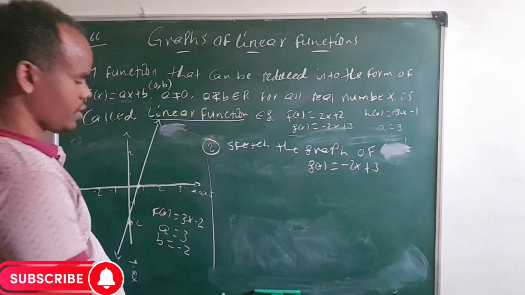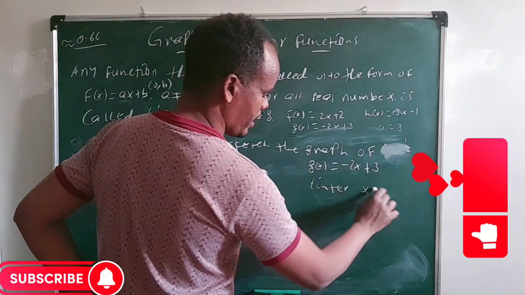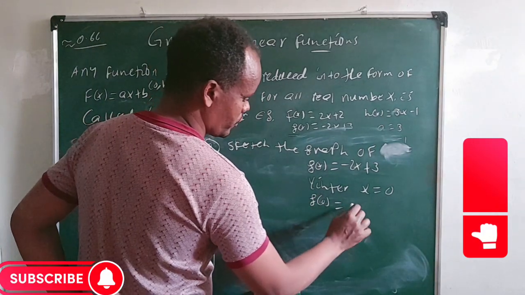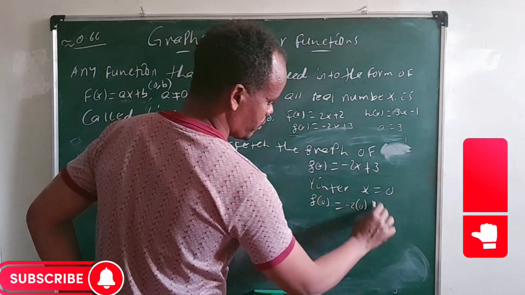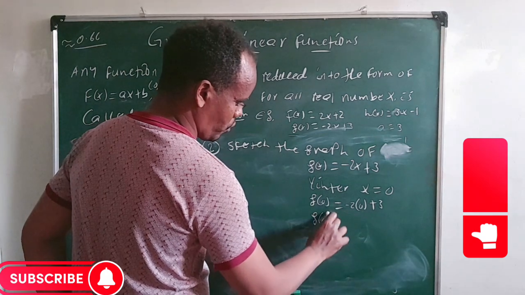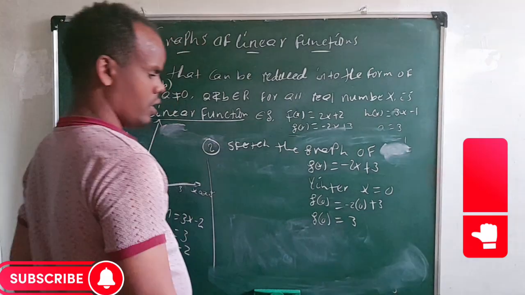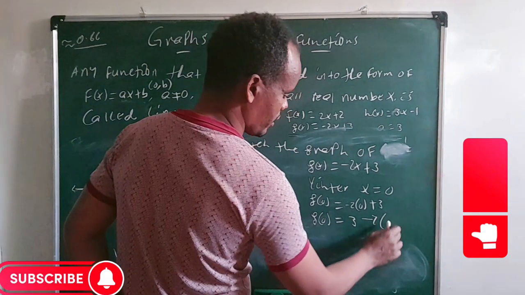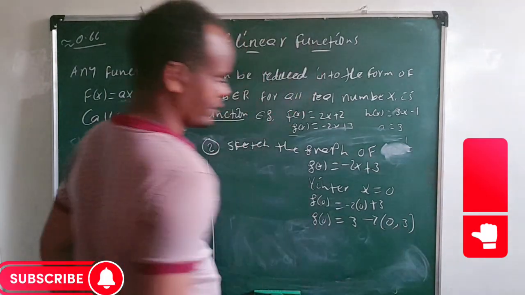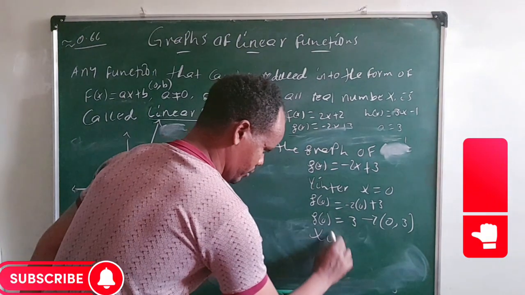First, the y-intercept. Intercept means make x equal to 0. So g(0) = -2 times 0 + 3. Then g(0) is 3, because -2 times 0 is 0. So in ordered pair, the value of x is 0, and the value of y is 3. This is the y-intercept.